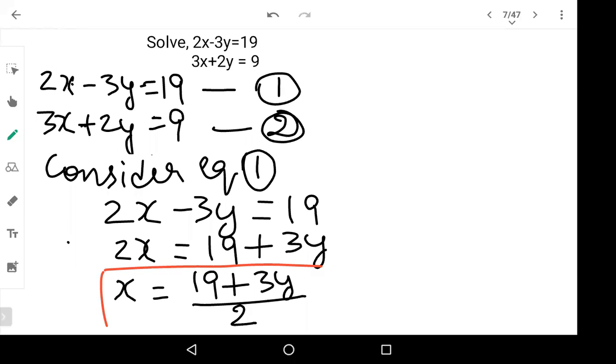Now we are going to use this x in equation 2, and we will substitute in the place of x this whole expression, that is 19 plus 3y divided by 2. Once we substitute this expression, we have to just simplify the complete equation to find the value of y. Any doubts until here? How to solve the first equation? Okay, now let's move on.